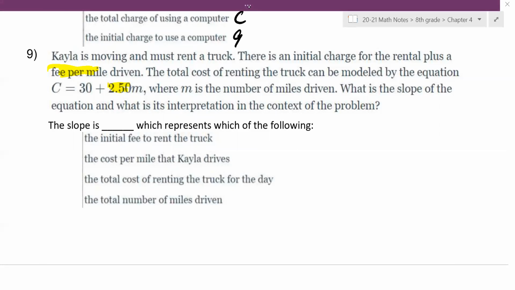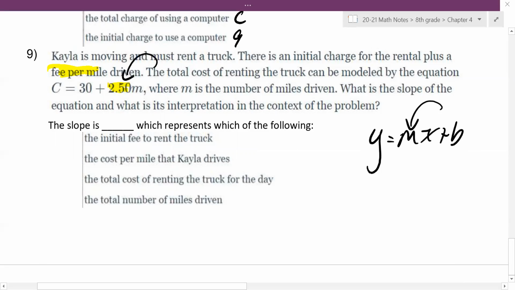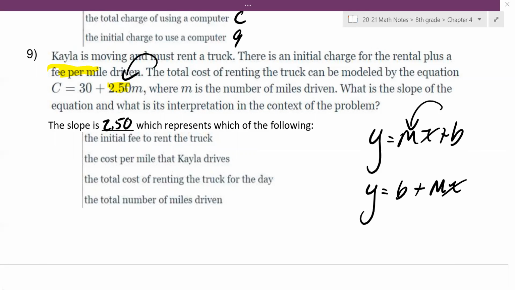So we remember that in y equals mx plus b, this is the slope. And because 2.5 represents that, even though it's written like this, we know that 2.50 is going to be the slope. And because it's being multiplied by something, it is a coefficient. So we have to see, is it the initial fee to rent the truck? No, because the initial fee is $30.